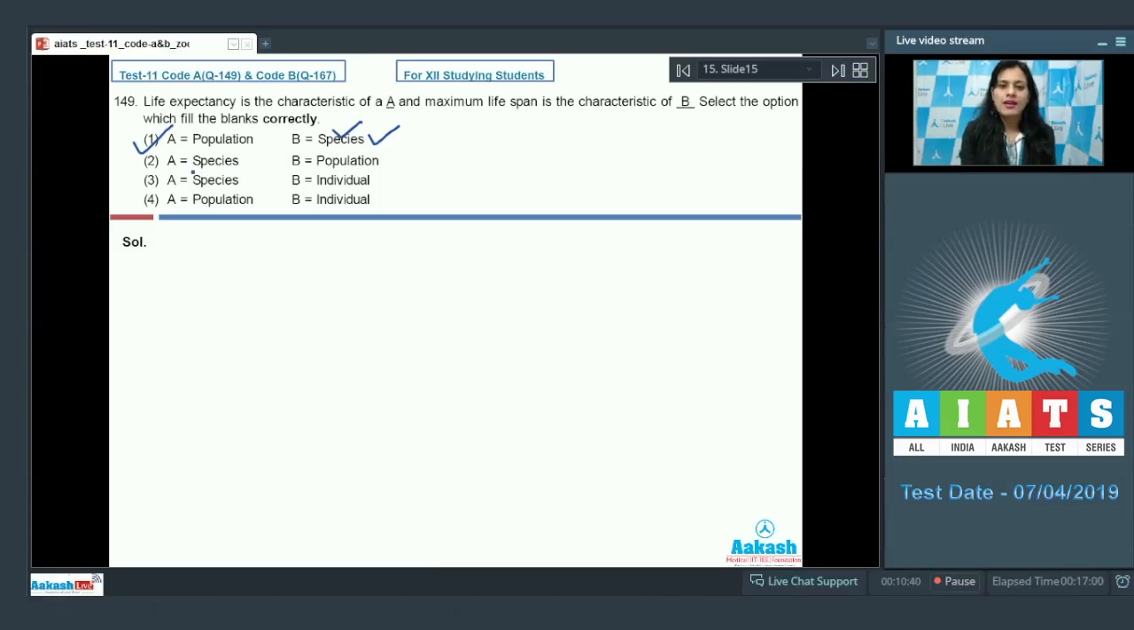Next option given is A species and B population, and this cannot be a correct answer to our question. Option number 3, A species and B individual, and this cannot be a correct answer to our question. Option number 4 is population and individual, and this cannot be a correct answer to our question. So the correct answer to this question is option number 1. Let's discuss our next question.